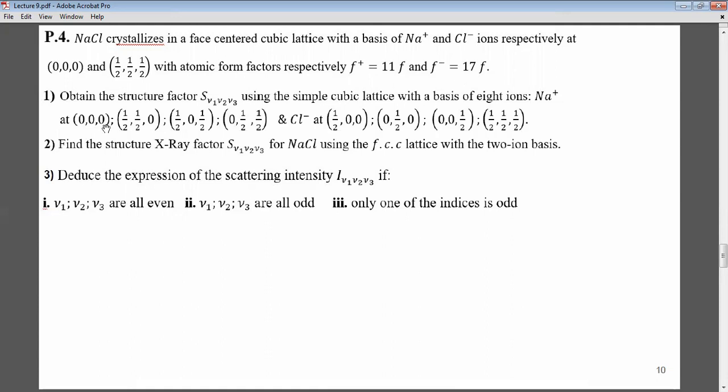Okay, obtain the structure factor S using the simple cubic lattice with a basis of 8 ions: sodium at 0, 0, 0, half, half, 0, half, 0, half, 0, half, half, and the chlorine at half, 0, 0, 0, half, 0, 0, 0, half, and half, half, half. So we will solve it using the simple cubic lattice, which means I have one unit cell having 8 atoms inside it. So for the S, I will have the summation of S values.